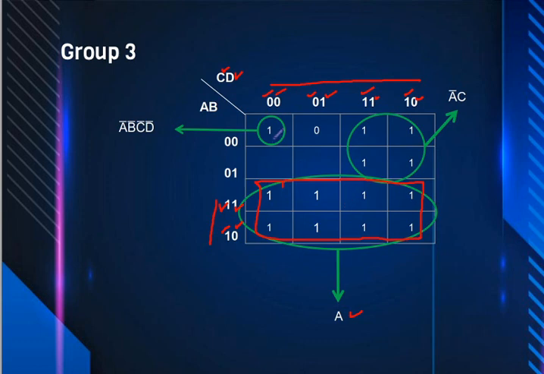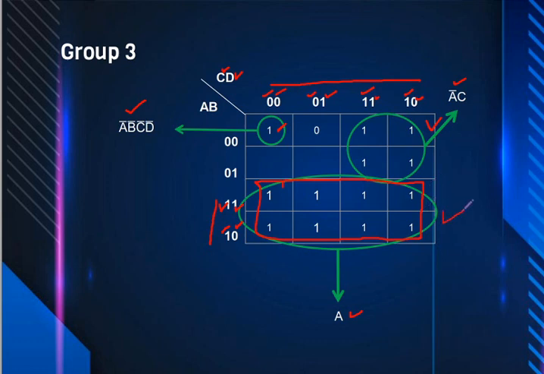So now we can say, see, the smaller the group, the larger the equation. The larger the group, the smaller the equation. Here it was only 1, so the equation had all 4 variables: A complement, B complement, C complement and D complement. What about the other one? Here we were taking a quad. So it was larger than the first one, so the equation was much smaller as compared to the first one. It was A complement and C.